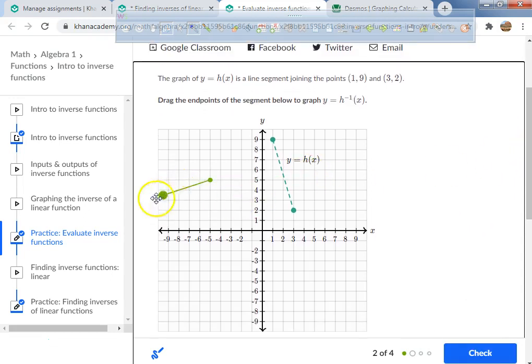Now, this one is a cool graph here. We have these little widgets, and we can move them wherever we want. So basically we're going to take a look at this ordered pair. It's at a 1 and a 9. So if it's at a 1 and a 9, I have to plot a 9 and a 1. What's this point right here?